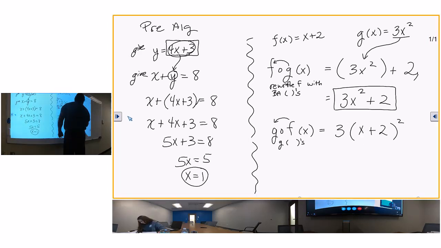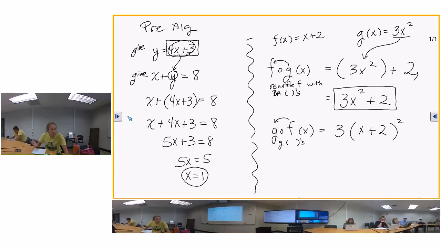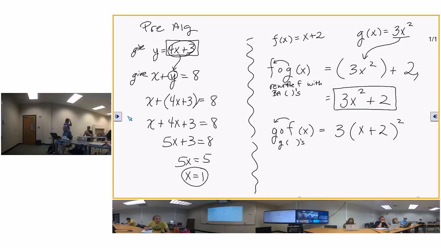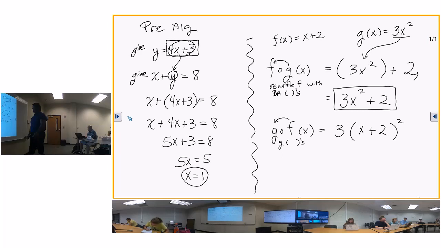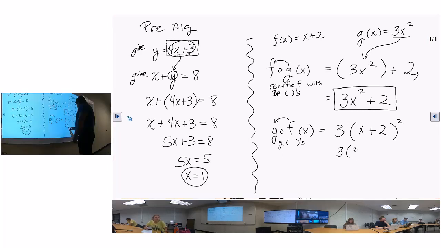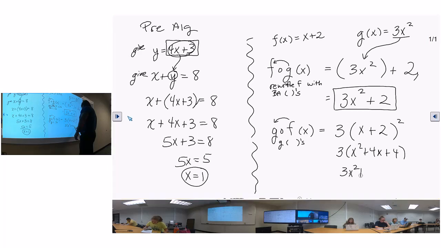Now, am I finished? Yes or no? No. Why not? Because you still need to distribute that x plus 2. You used to use shortcut number 1. A plus B quantity squared is equal to x squared plus 4x plus 4. And that's how fast you should be able to do it. 3 times x squared plus 4x plus 4. Now what? 3x squared plus 12x plus 12.